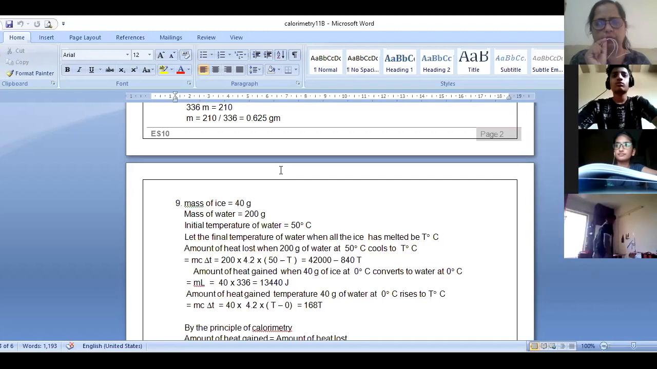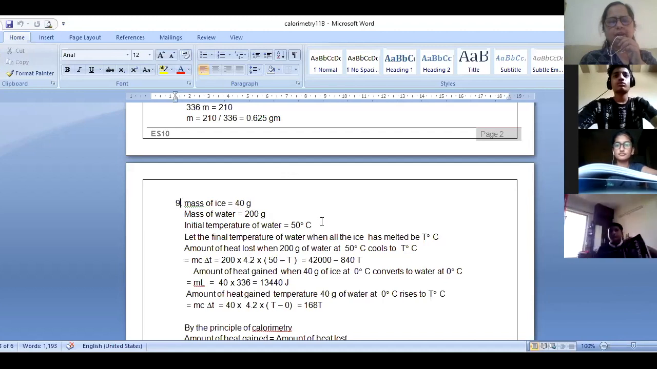And what is going to happen to the ice? The ice will melt and its temperature will rise. Both will come to a particular temperature, right? So we say let the final temperature of the mixture be T. So we will keep the temperature as T. Now everyone see what I am doing.